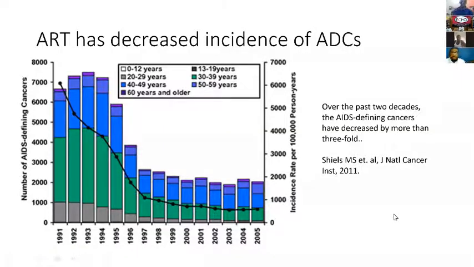And one thing that we know epidemiologically in the ART field is that antiretroviral therapy has significantly reduced the incidence of AIDS-defining cancers. So over the past 20 years or so, AIDS-defining cancers have decreased by more than threefold. And this is from a 2011 paper. But that quote is not complete, and we're going to get to the second part of that quote in a little bit, but we will go through an explanatory process before we get to that second piece.